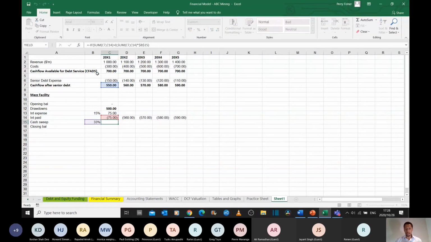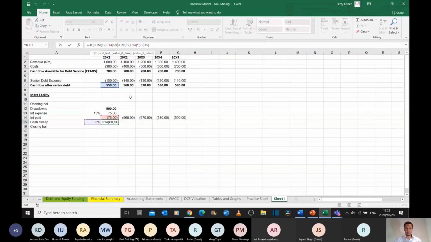What happens in a year where this cash sweep would exceed the amount of debt that is owed to us? I can't take more from this company than they owe me. So if they only owe me, for instance, $100 million, but the cash sweep says I'm entitled to $156 million, I can only take $100 million because that's what they owe me. So I need to cap this formula.